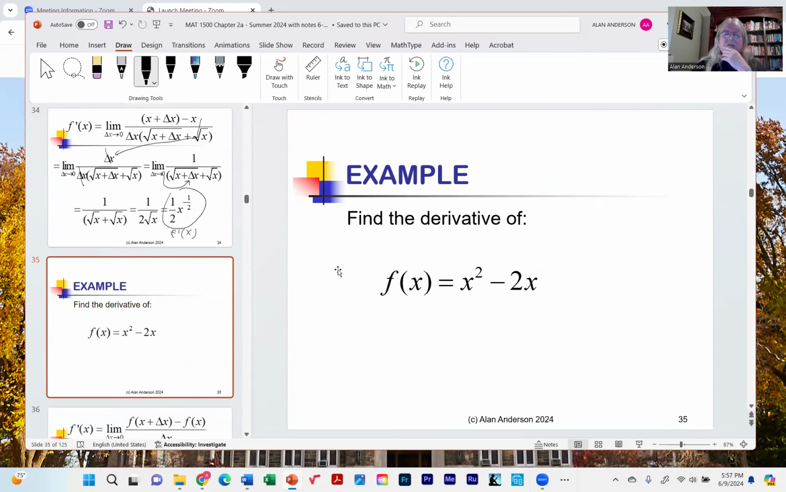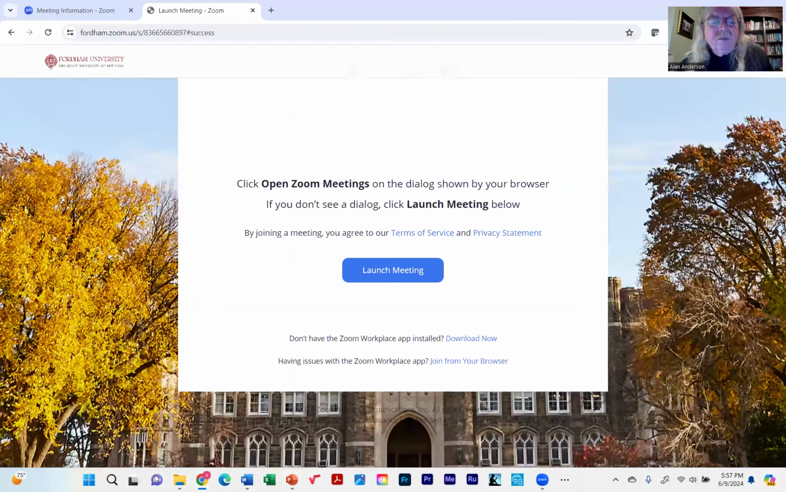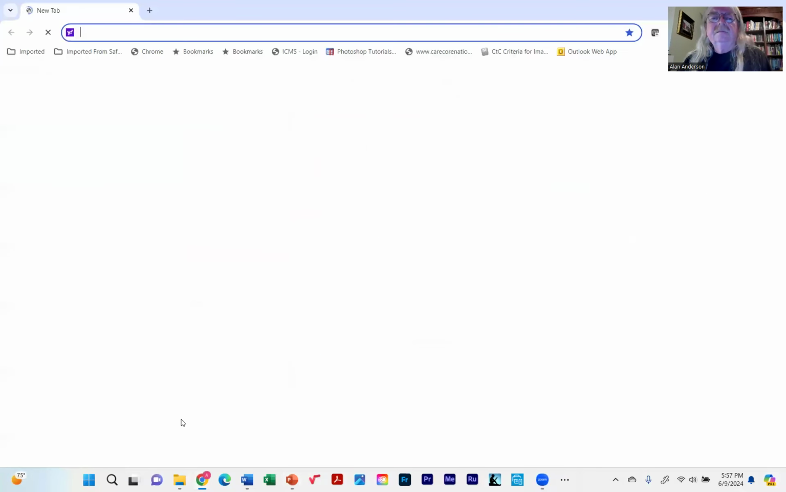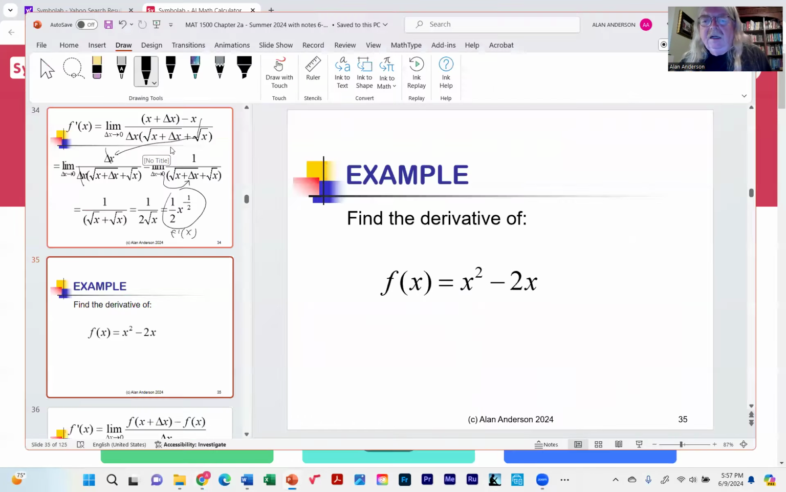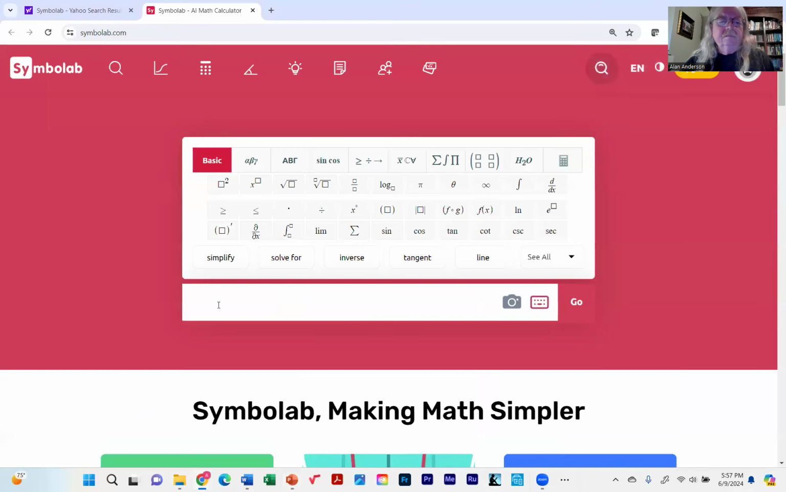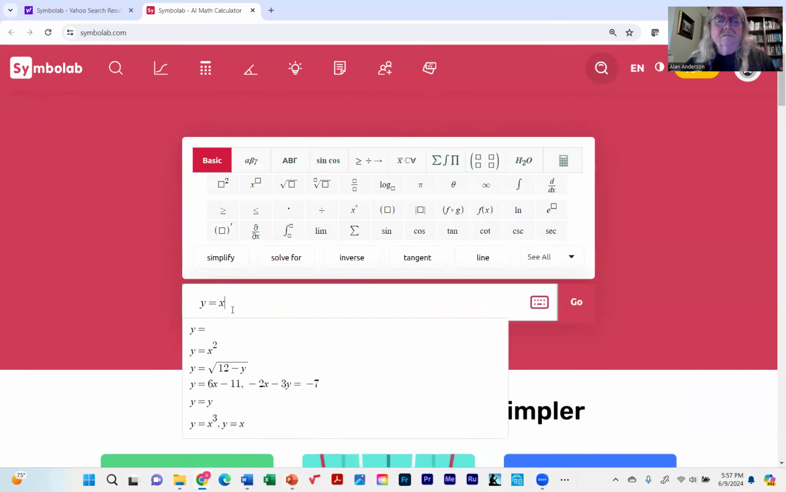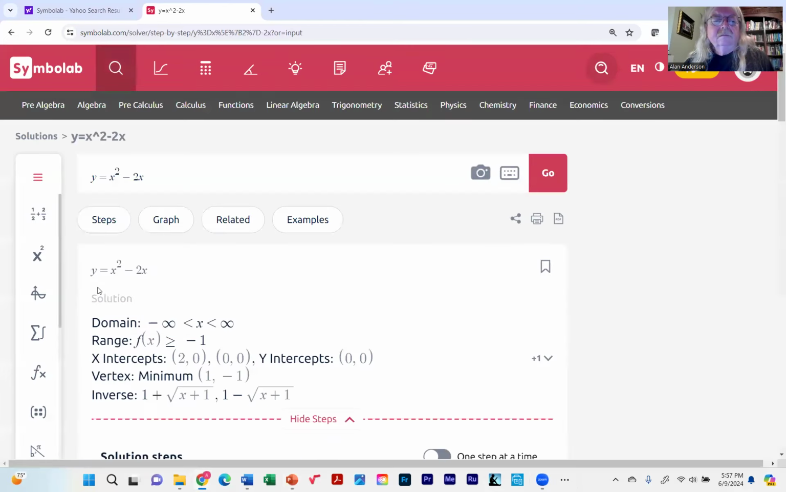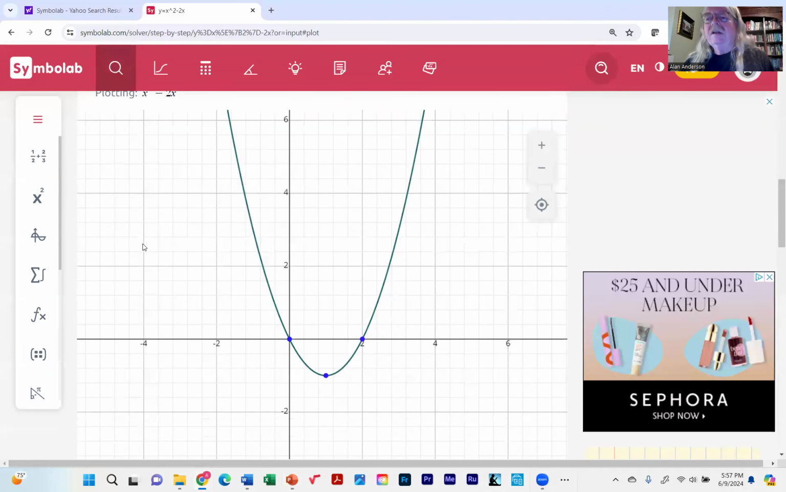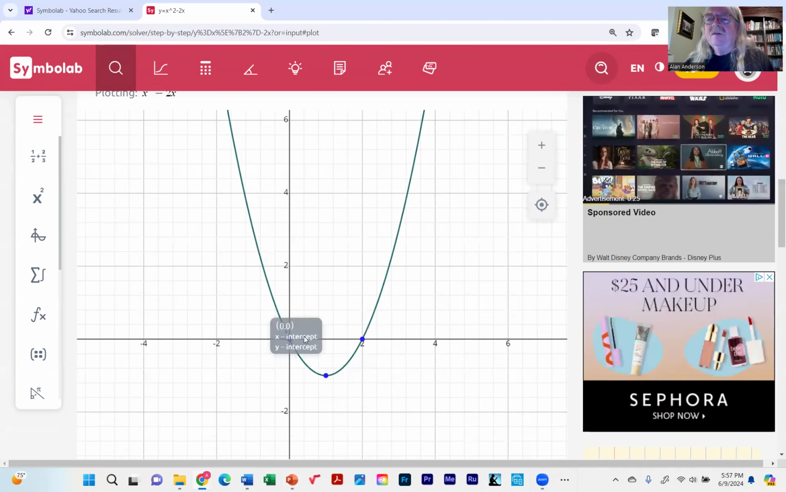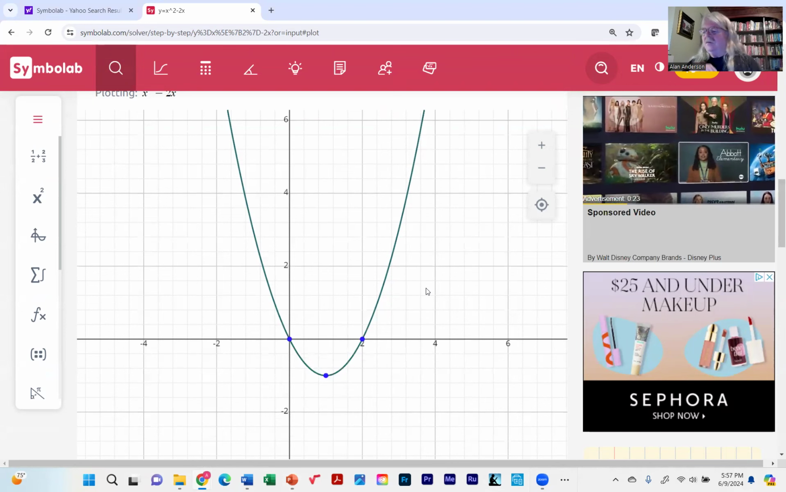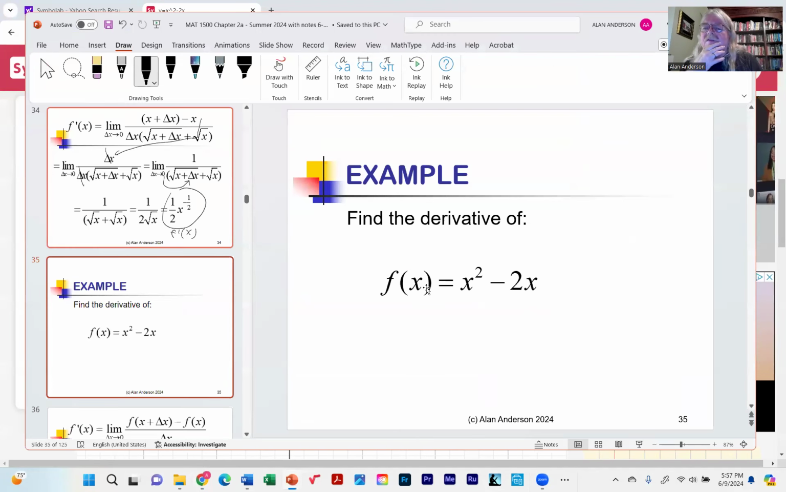All right, here's another one, x squared minus 2x. First of all, let's see what this looks like with our old friend Symbolab. X squared minus 2x. Oh, it's a very nice parabola. I like that. Now, if we were looking for the solutions, we would have them right there. That would be easy. We have our minimum point, but that's not what we're aiming for right now. What we're looking for is the derivative of this function.